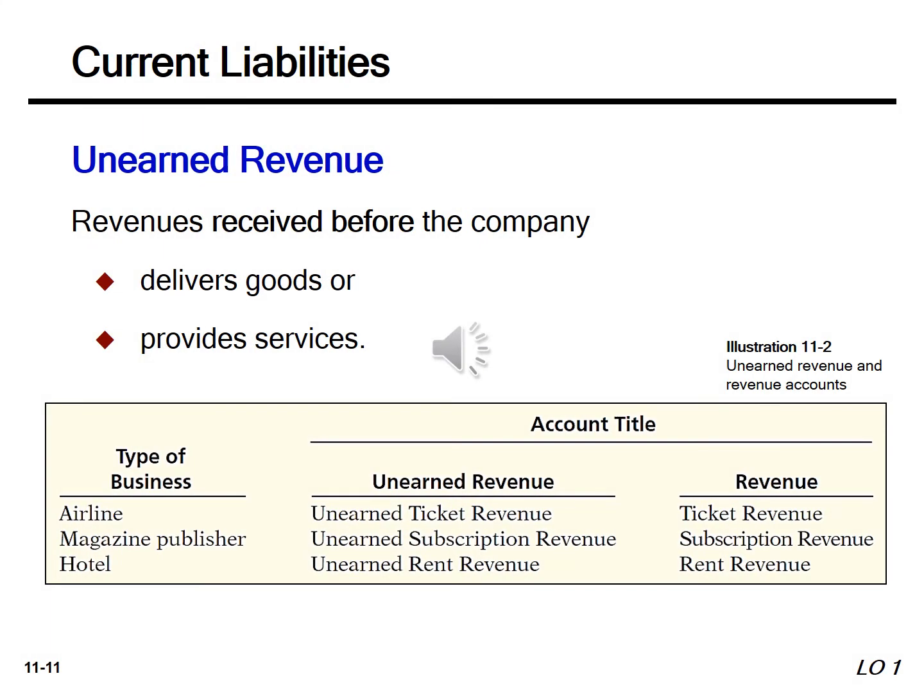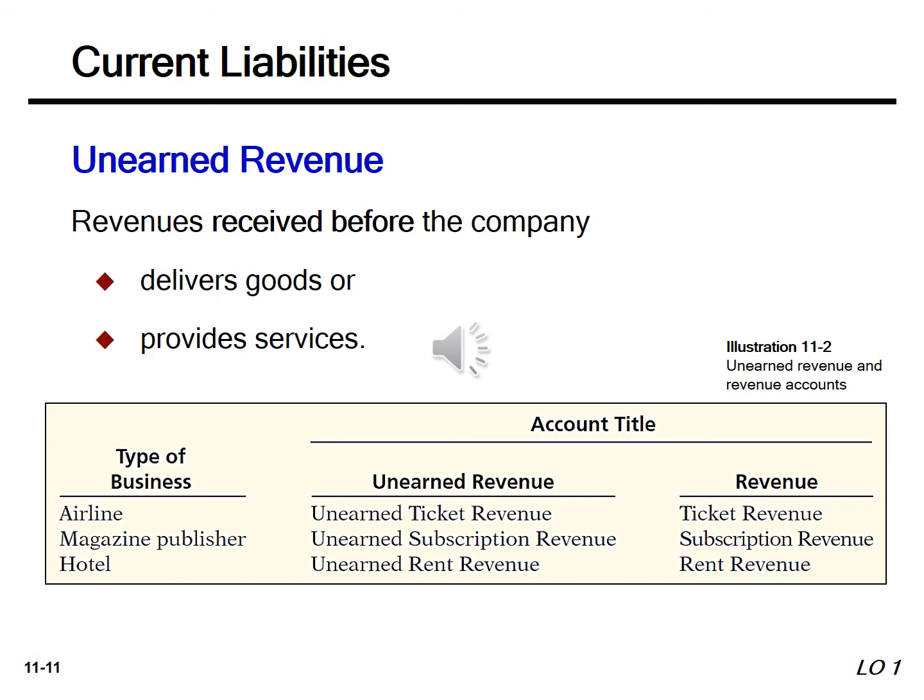You might also remember from our studies in Accounting 1 when we talked about unearned revenue. Now, unearned revenue is basically revenue that is received before the company either delivers the goods or provides the service. And unearned revenue accounts appear in different types of businesses that usually deal with this kind of liability, such as airline companies, magazine publishers, and hotels.